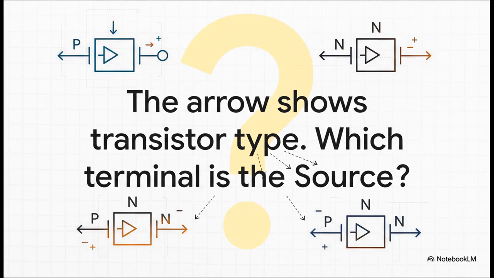Here's a question that gets a lot of people. You look at a MOSFET symbol on a schematic. You see the three terminals, gate, drain, and source. But which one is the source and which one is the drain? The little arrow on the symbol just tells you if it's an NMOS or a PMOS. It doesn't tell you which is which. So, how do you know?